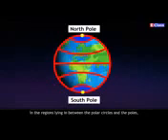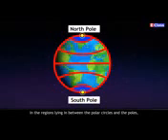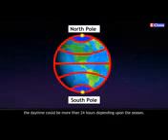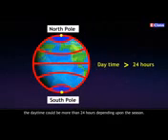In the regions lying in between the polar circles and the poles, a daytime could be more than 24 hours, depending upon the season.